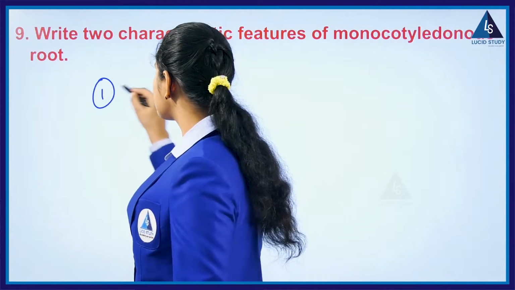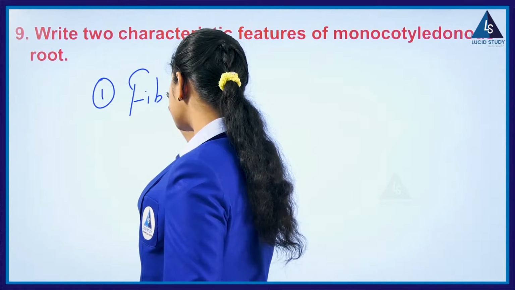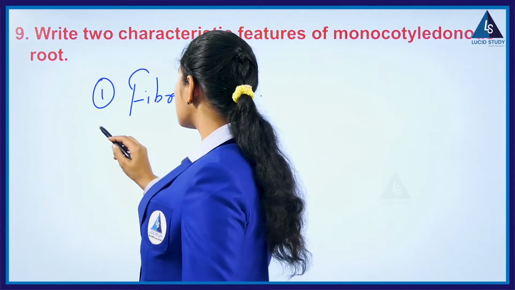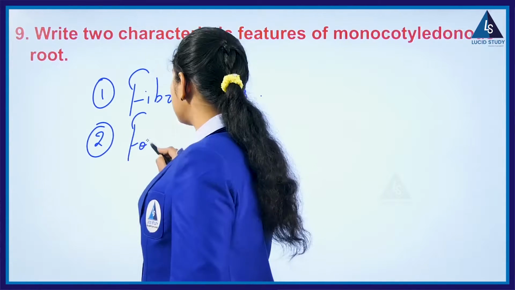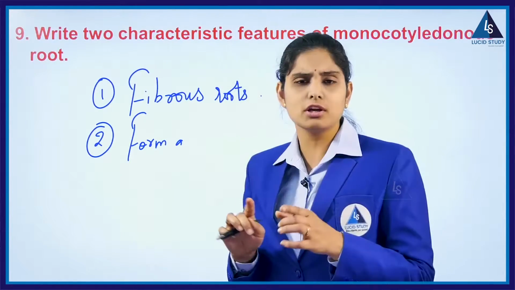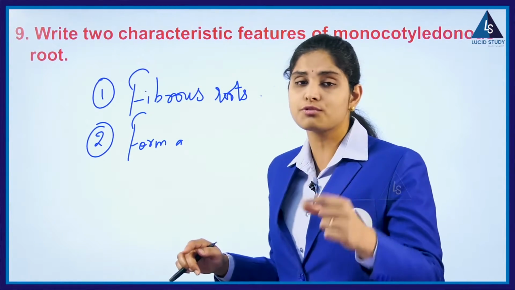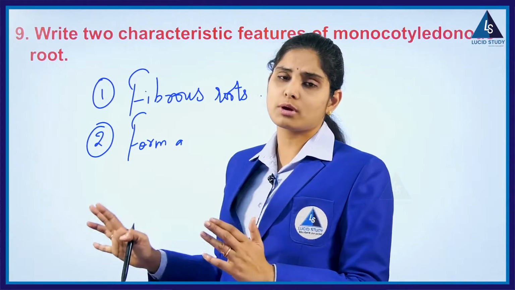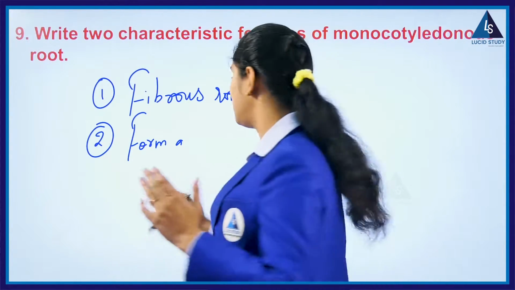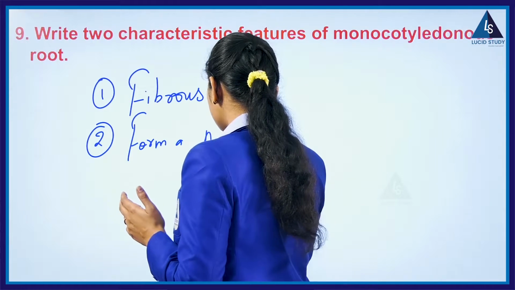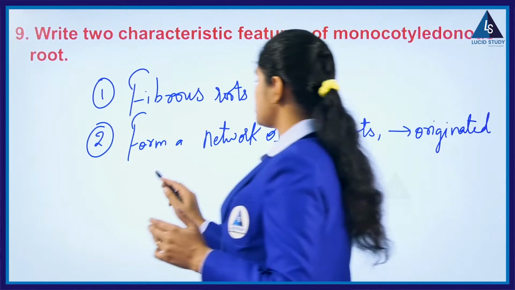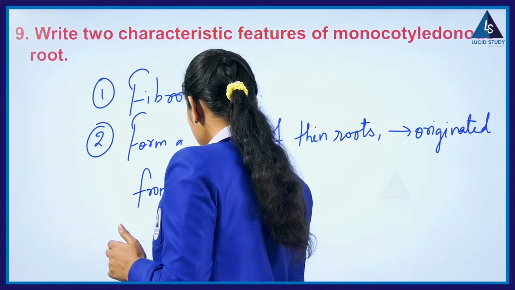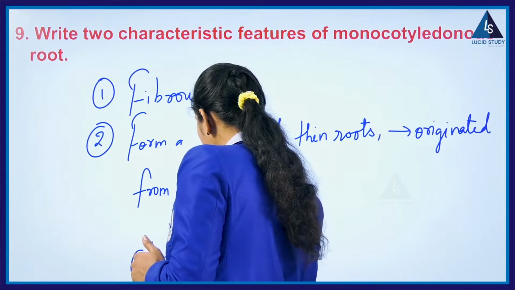So first one we mentioned that the roots are fibrous in nature. So we say fibrous roots are present, that is, the monocotyledonous roots are fibrous in nature. They form a network of thin roots which are actually originating from the stem, right? And they always locate very close to the soil. So they form a network of thin roots originated from the stem and they stay close to the soil.